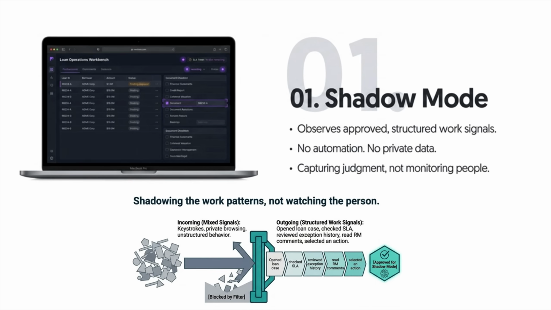For example, it may capture that Henry opened a loan case, checked SLA, reviewed missing documents, looked at exception history, read RM comments, selected an action, or drafted a message. These are structured work signals. They are not private life signals. So the system is shadowing work patterns, not watching the person. Exactly. That distinction matters. The purpose is not to control Henry. The purpose is to learn how Henry applies judgment in a work context.